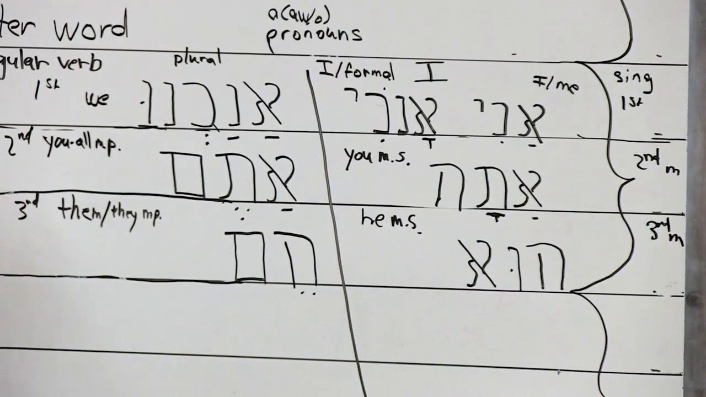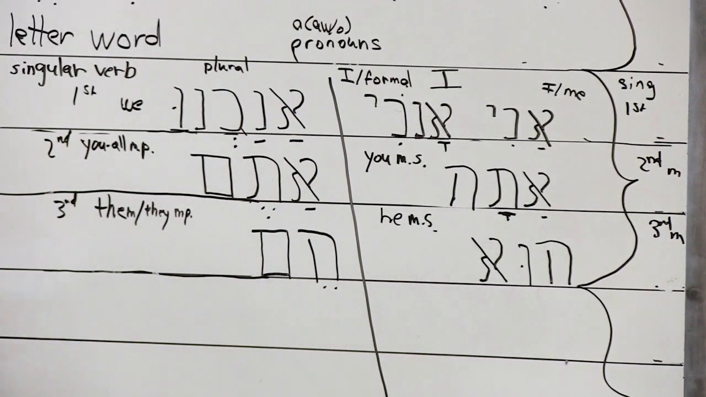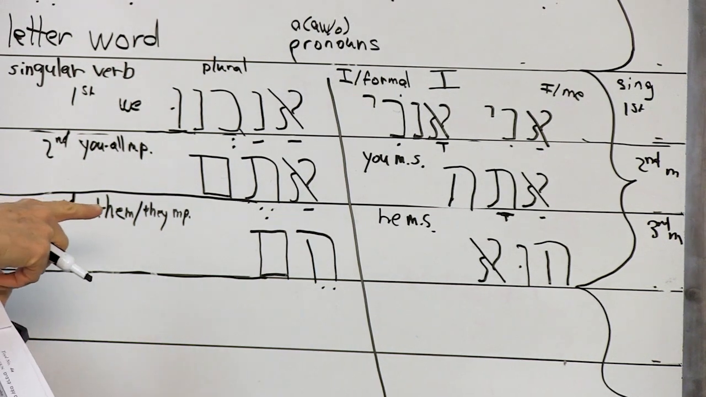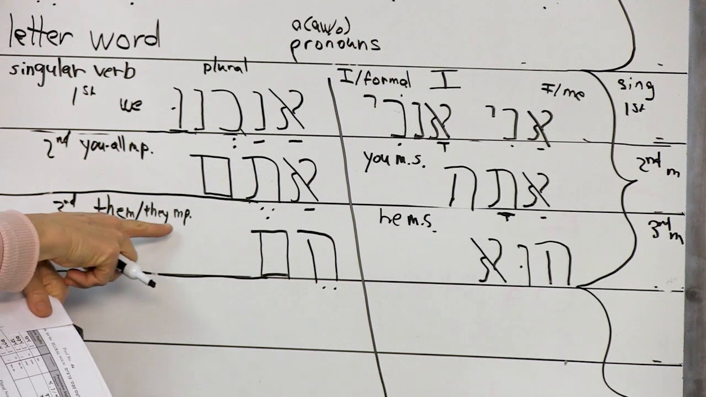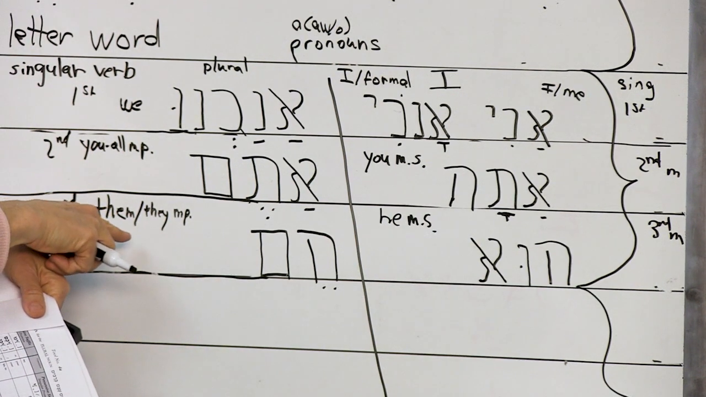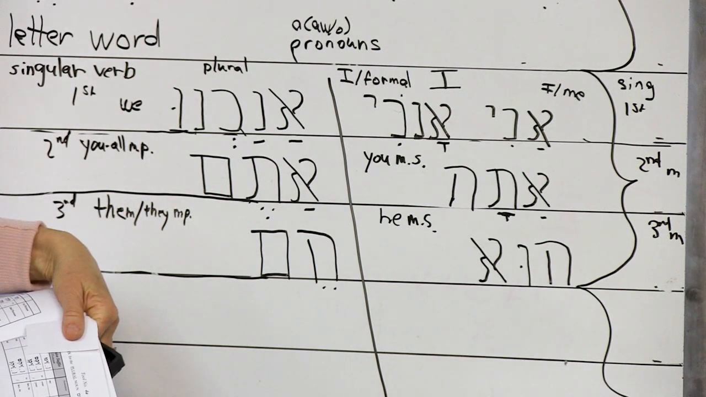Okay, so let's review this. Is this all right? Hem is they or them. Third person, yeah. Is this right? Yep, that's good. So there's no difference between a subject and an object pronoun? Well, they is a subject pronoun, and them is an object pronoun. It's the same in Hebrew. So it's simple.